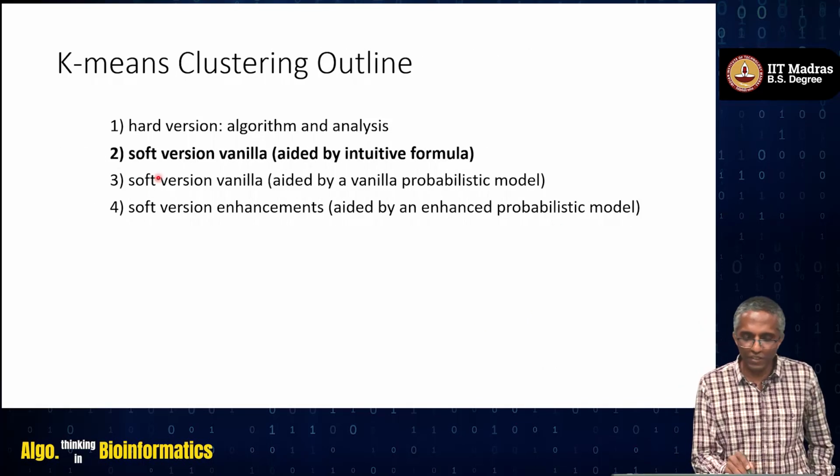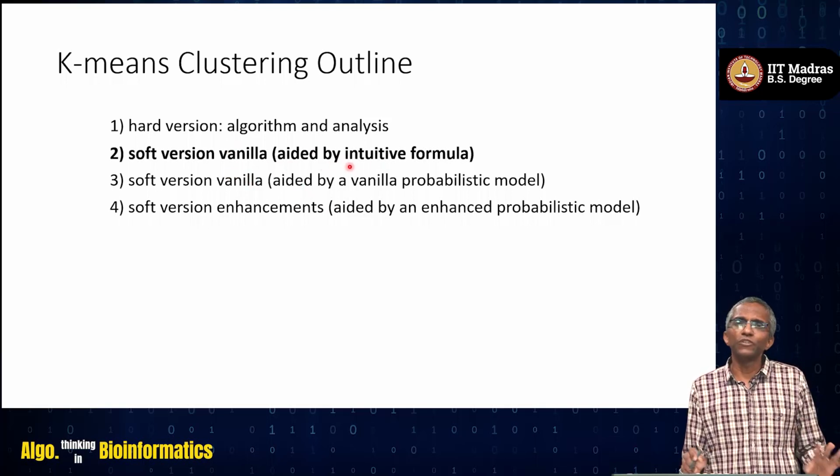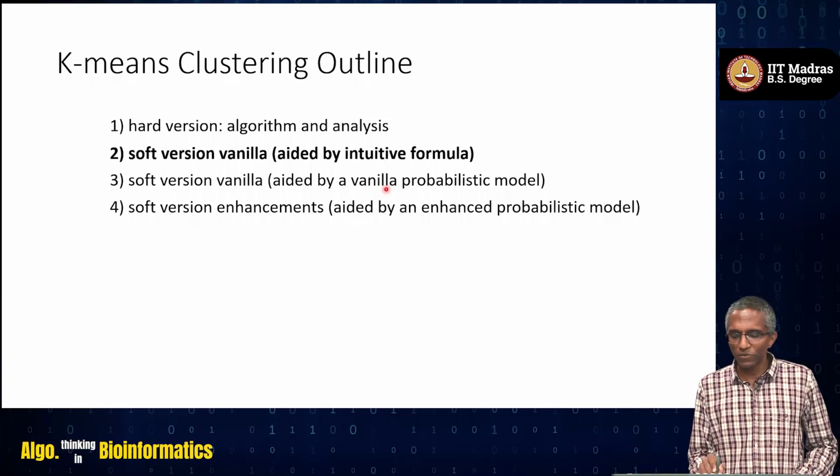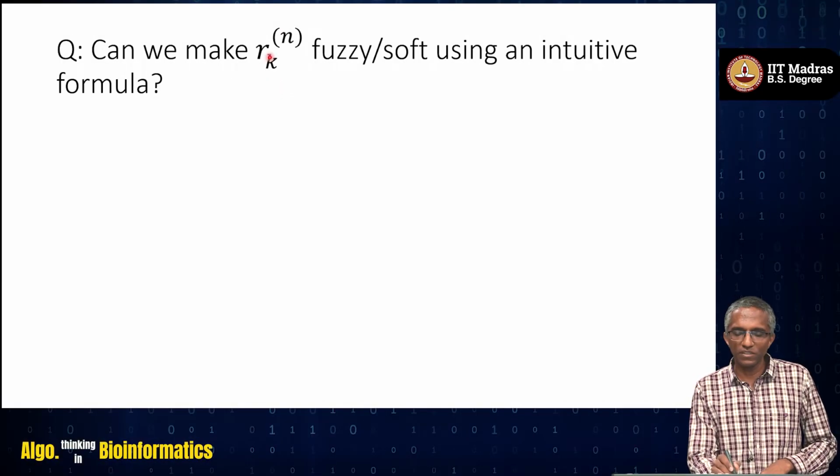So, the soft or fuzzy version of k-means, again a vanilla version, that is, we are going to introduce it in terms of an intuitive formula. Later on, we will see the connections to a probabilistic model and how that can be used to address this ellipsoidal problem also. So, all zeros and ones, these are one-hot encoding vectors. So R_k of n, can we make that fuzzy or soft using an intuitive formula?